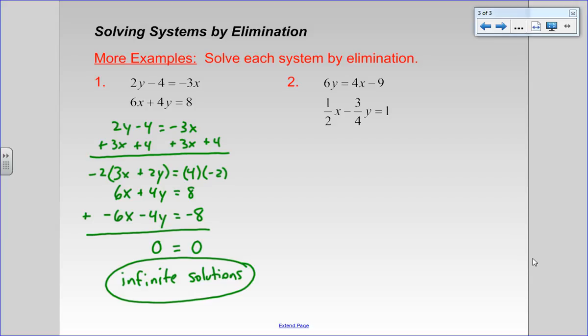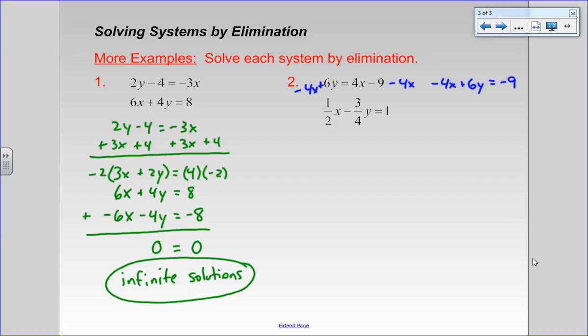Now let's look at problem number 2. Our first equation is 6y equals 4x minus 9. And our second equation is 1/2 x minus 3/4 y equals 1. Again, the first equation is not written in our standard form. Let's add negative 4x on both sides. And now we have the equation negative 4x plus 6y equals negative 9.